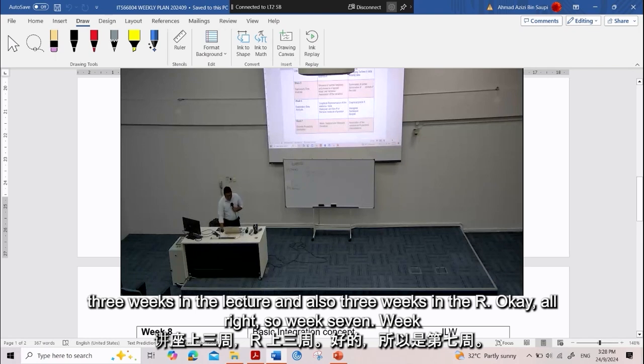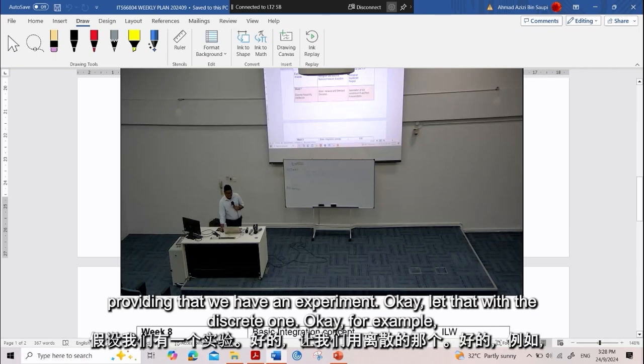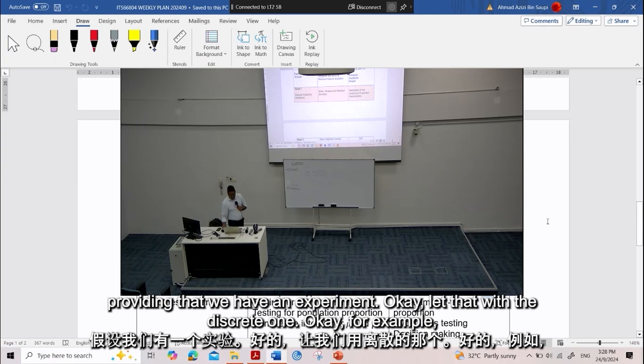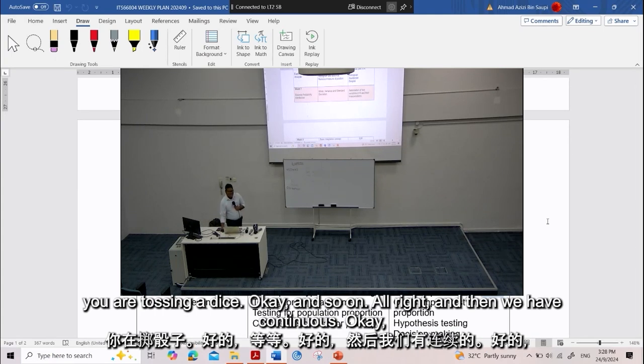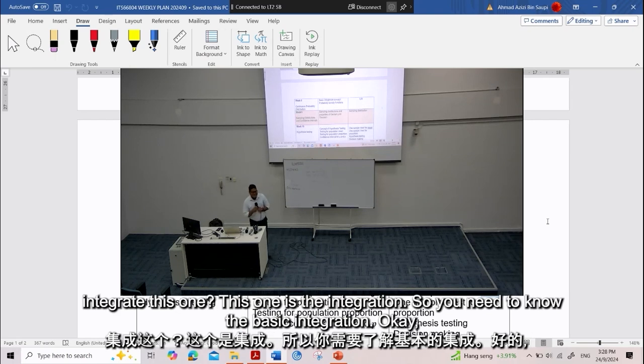Okay, all right, so week 7. Week 7 is discrete probability. This one also covers the mean and variance for this discrete probability, providing that we have an experiment related with a discrete one. Okay, for example, you are tossing a dice, and so on. All right, and then we have continuous. Okay, continuous, we have the basic integration. You need to apply your integration skill. How to integrate this one?